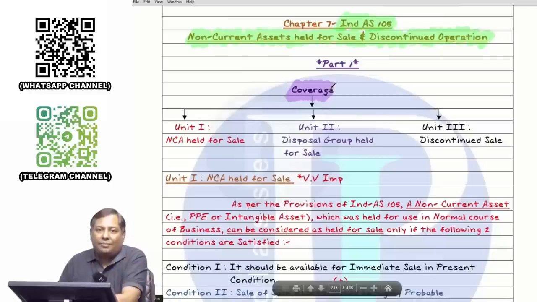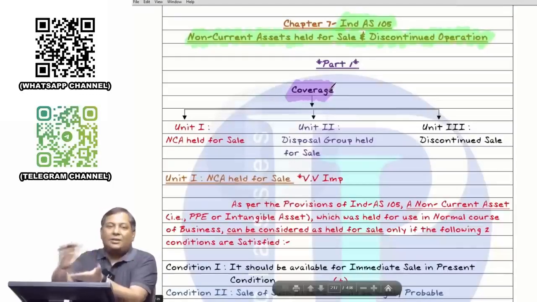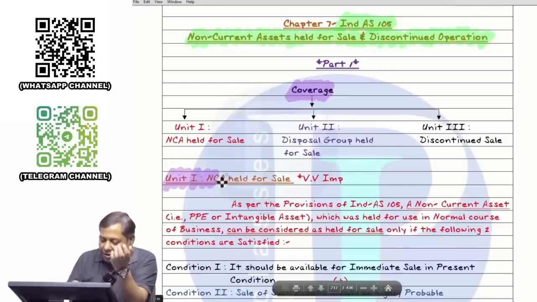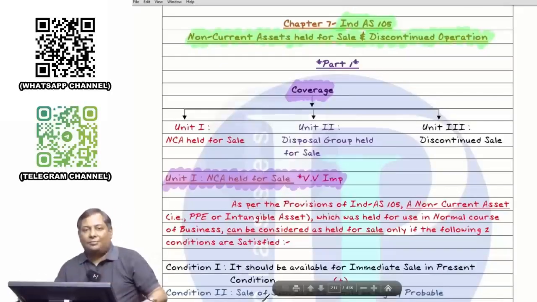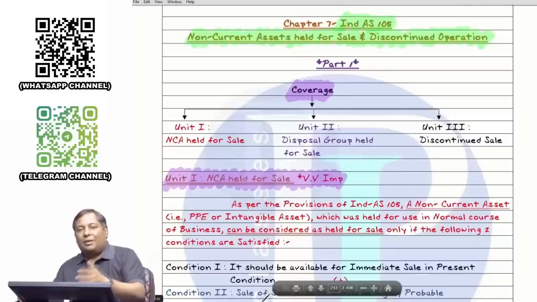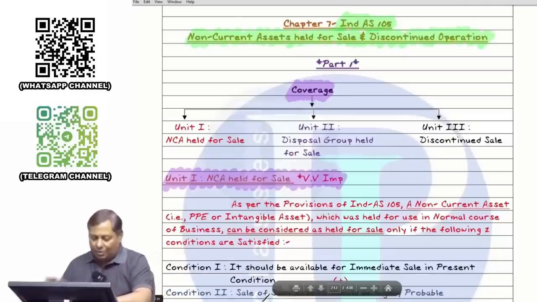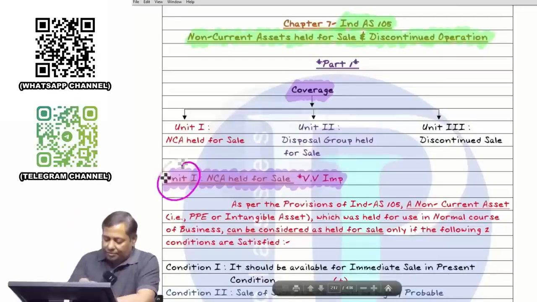Okay. We divided this chapter into 3 parts, and in the beginning I had already started with unit number 1, non-current assets held for sale. We had done with this earlier. We talked about the disposal group, then we talked about discontinued operations, then it was finished. So, as I taught in the class, I will revise it for you. Now, unit number 1, non-current assets held for sale.